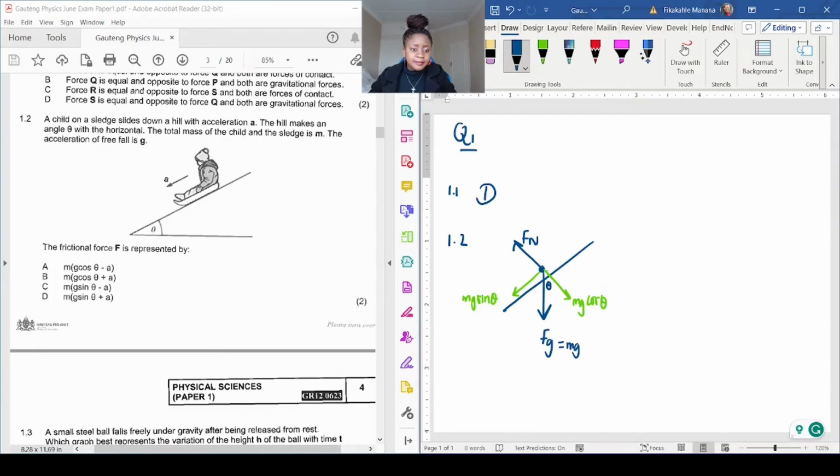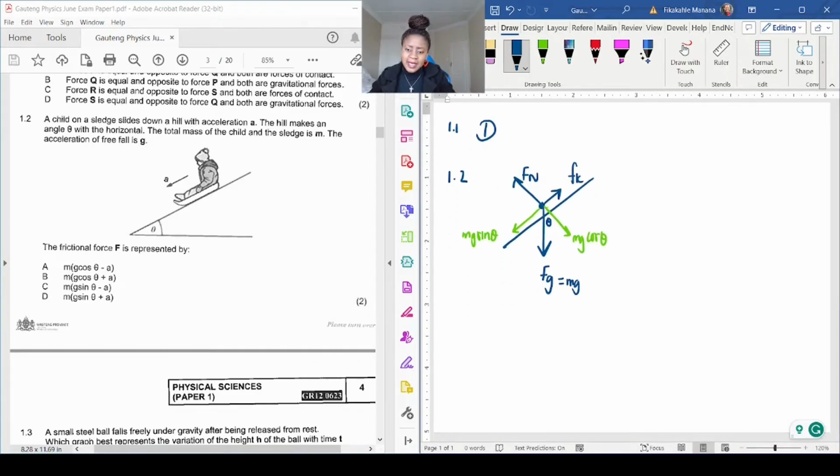And then there's friction. They didn't tell us that the surface is frictionless, and after all, we are looking for the frictional force. Friction is always acting in the opposite direction. The fact that this person is moving downwards means that the friction force is not that big. So the frictional force is represented by, I can just say Fk.